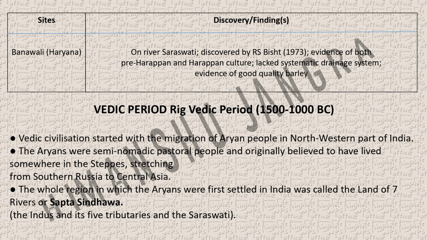Vedic period, Rig Vedic period, 1500 to 1000 BC. Vedic civilization started with the migration of Aryan people in northwestern part of India. The Aryans were semi-nomadic pastoral people and originally believed to have lived somewhere in the steppes, stretching from southern Russia to Central Asia. The whole region in which the Aryans were first settled in India was called the Land of 7 Rivers or Sapta Sindhava. The Indus and its 5 tributaries and the Sarasvati.